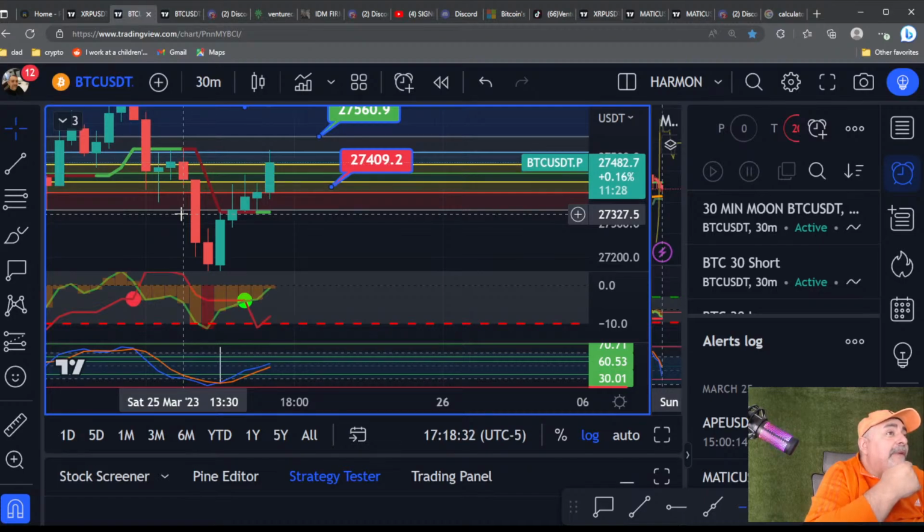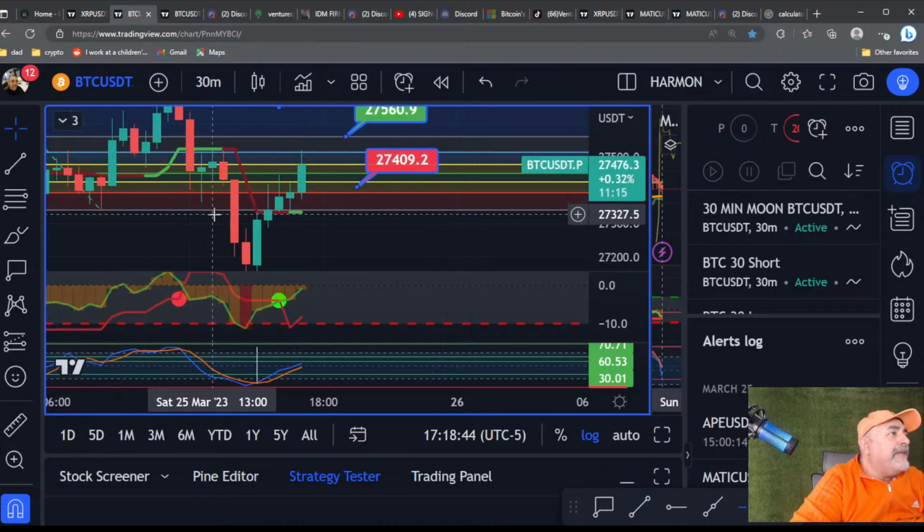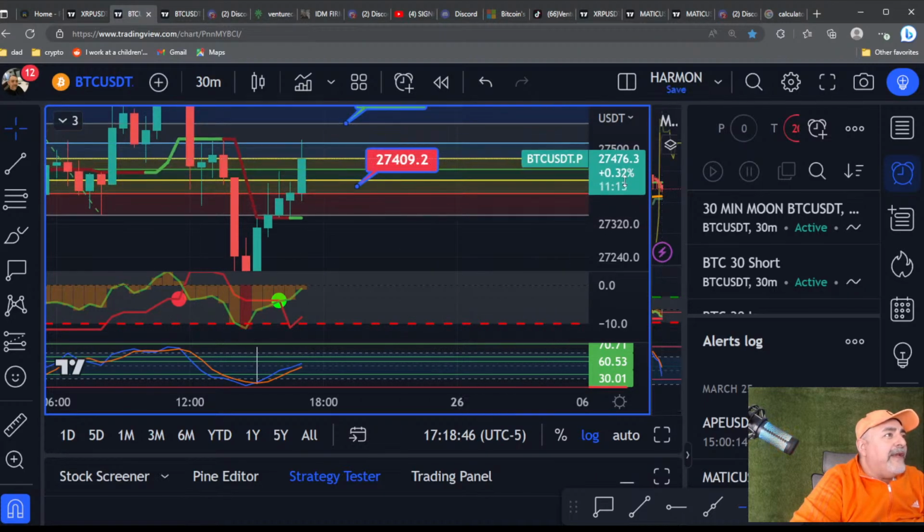Yeah, I mean, targets for us are probably about 27,560 would be good. You want to start siphoning off profits here. We're moving in a good direction. Yeah, we can check back on Bitcoin.